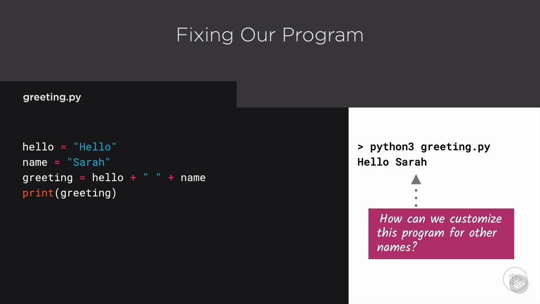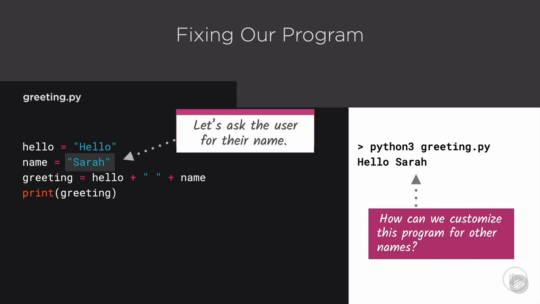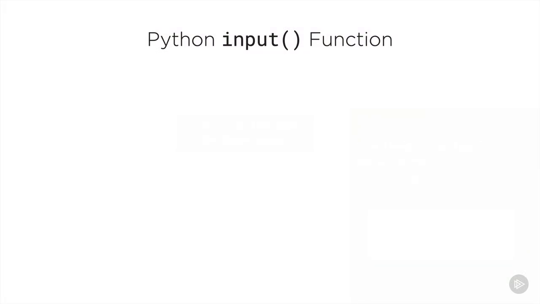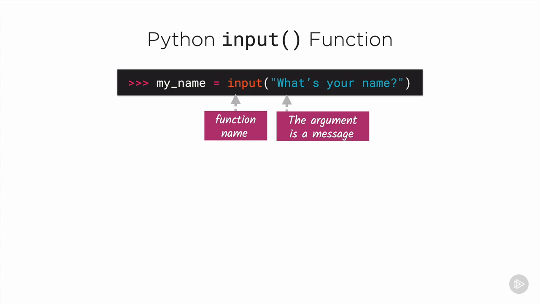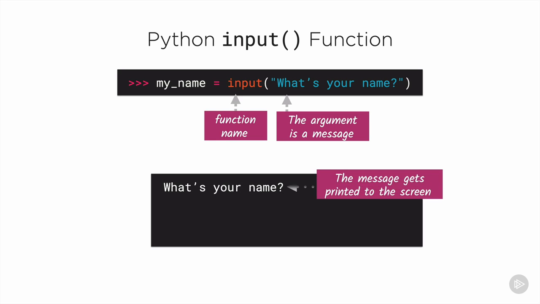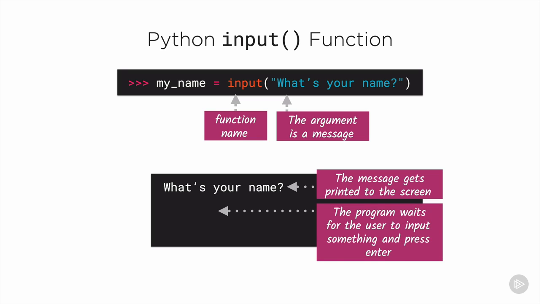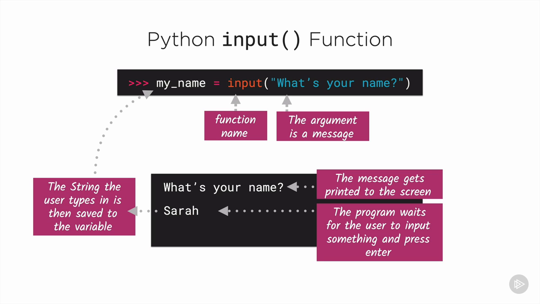How could we also customize this program for other users with different names? Let's ask the user for their name. Just like print, the input function is a built-in function in Python. We use it by typing the function name, input, and then passing in a string, which is a message to prompt the user for input. Here we're asking, what's your name? When we run this line of code, the message, what's your name, gets printed to the screen. And then the program waits for the user to input something and press enter. If I entered Sarah, then that string is saved to the original my name variable.